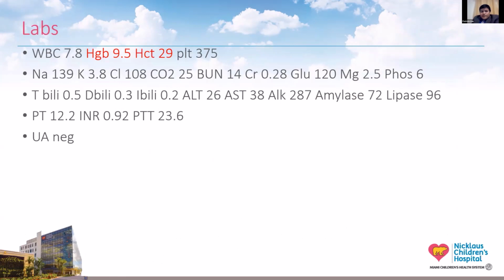The labs that we ordered overall were negative, except for a hemoglobin of 9.5, which looked more like an iron deficiency anemia than anything else. It wasn't concerning for any active bleeding. The patient was hemodynamically stable throughout the whole evaluation. There wasn't anything concerning to make us think that the patient was actively bleeding. But everything else was normal. The CMP was normal, liver enzymes were normal, lipase and amylase were normal, and the UA was negative for hematuria or anything else.